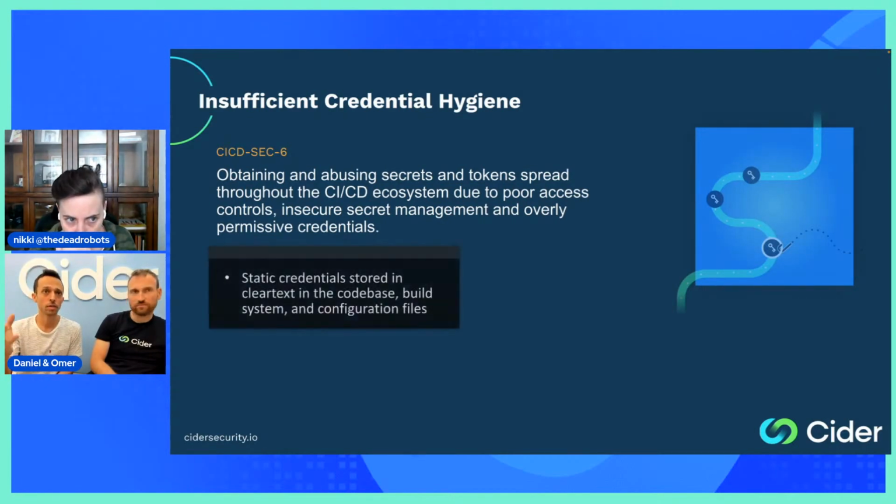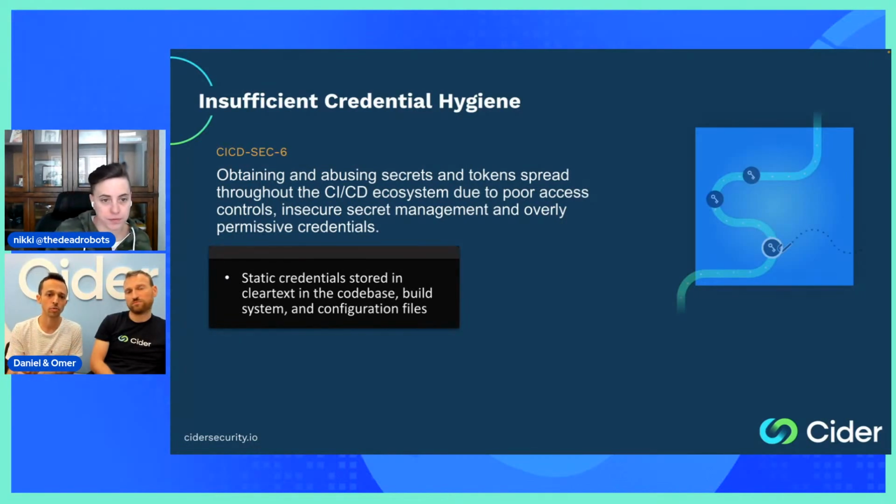Now, in the case of the Stack Overflow breach, we've seen that static credentials were stored in clear text in the code base, in the build system, in the configuration files. And once the attackers got access to each of these systems, they could easily leverage this access to move laterally to other systems.